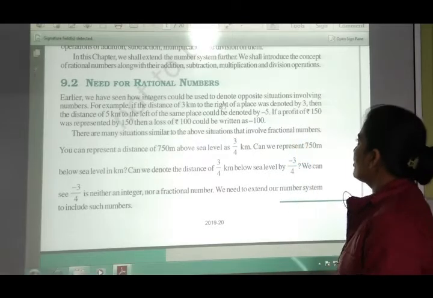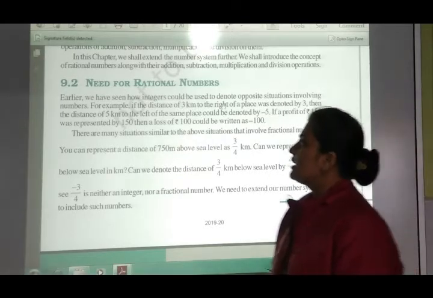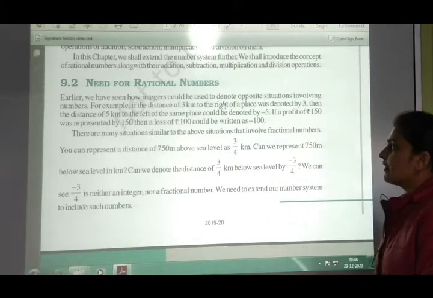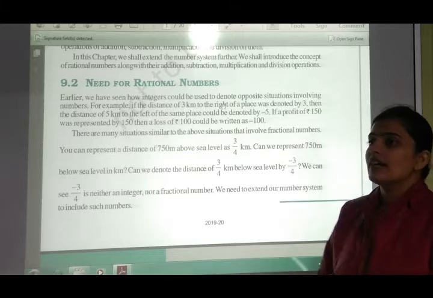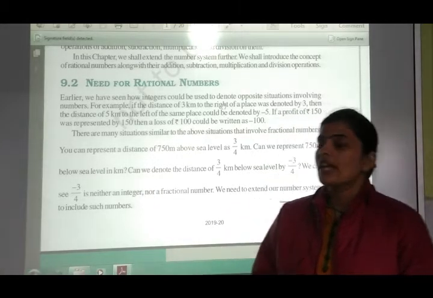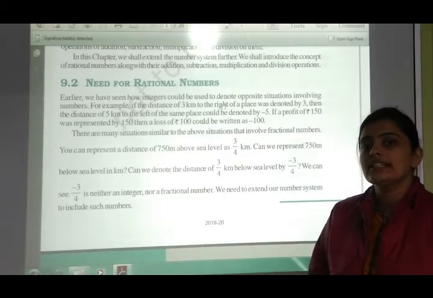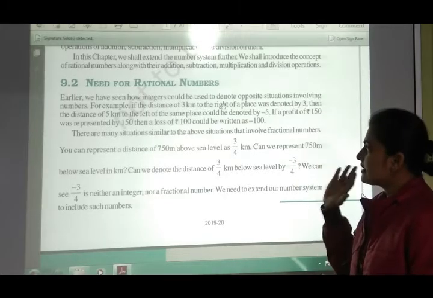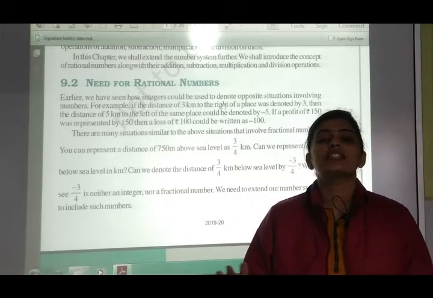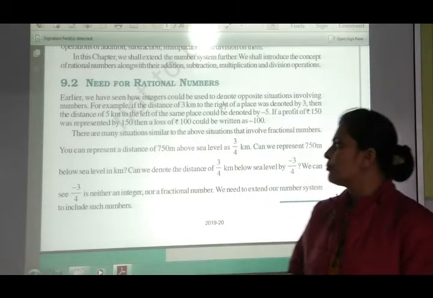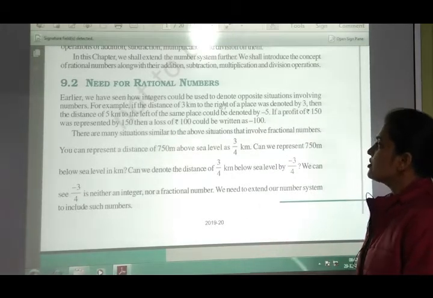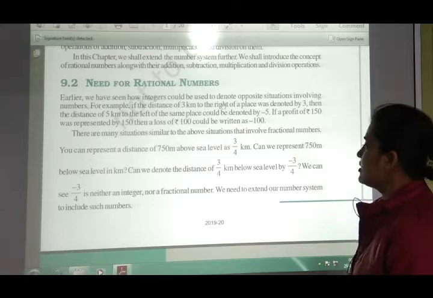In the same way, if a profit of rupees 150 was represented by 150, then a loss of rupees 100 would be written as -100. If there is a profit, we write it in the positive form, and if there is a loss, we write it in the negative form, that is -100. Money can't be negative, but the minus means there is a loss of 100 rupees. Now there are many situations similar to the above that involve fractional numbers.